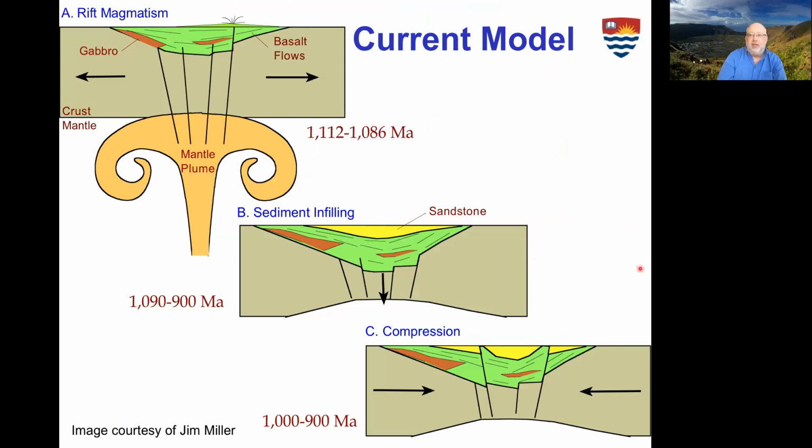The generally accepted model is that around 1.1 billion years ago, a mantle plume impacted against the base of North America.